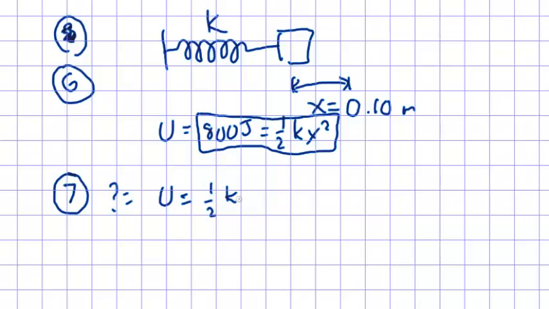It will be 1/2 kx squared. You should have a good k from above. And the x now is not going to be 0.10, but it's going to be 0.15. And you can get a good value for your stored energy at 15 centimeters.